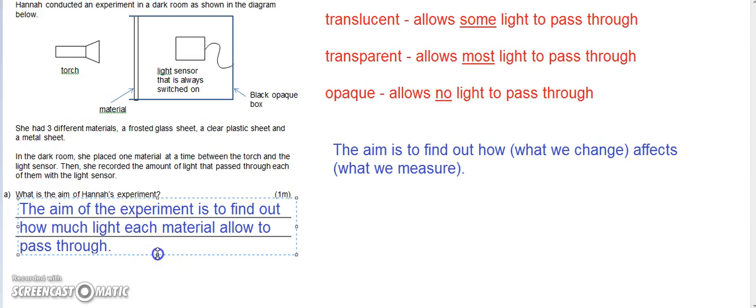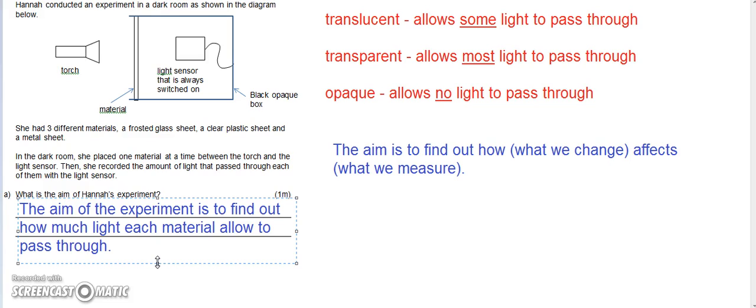Alright, the first answer is to find out how the different materials affect the light sensor readings. Okay, but that answer, in my opinion, is not the best one because it does not address why Hannah is doing it. Okay, the second answer is the aim of the experiment is to find out which material allows most light to pass through, or which material allows least light to pass through. Well, that could also be another answer.